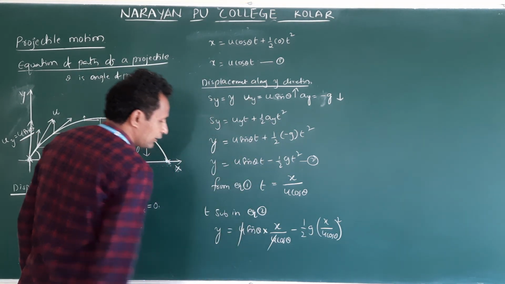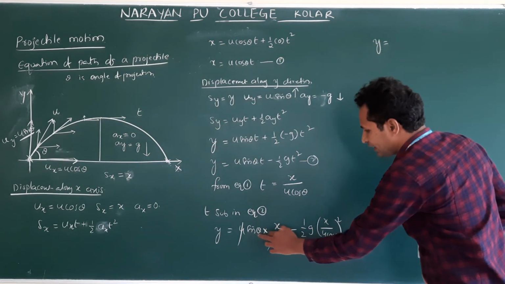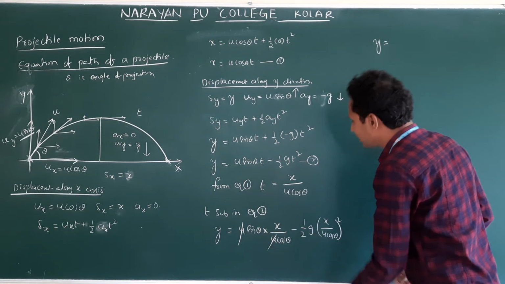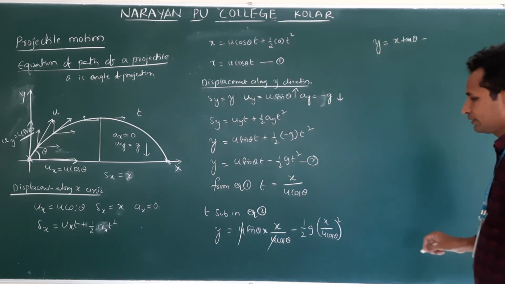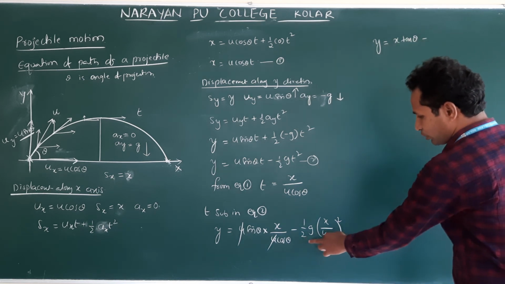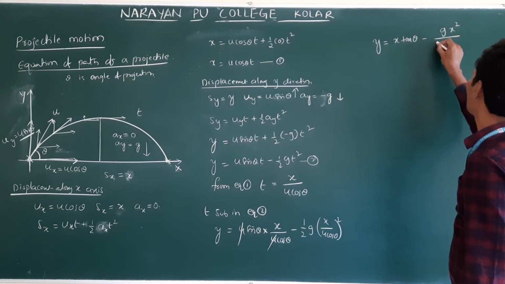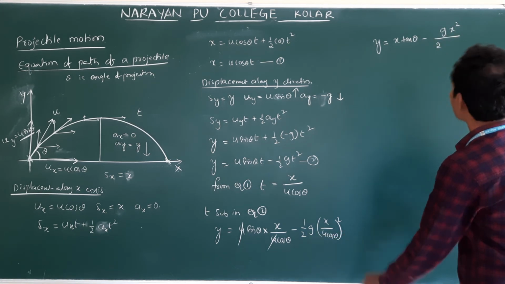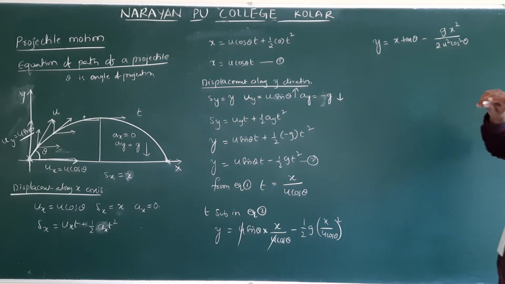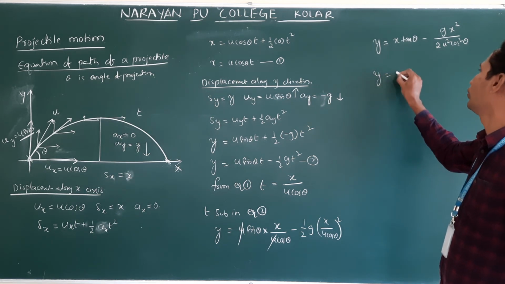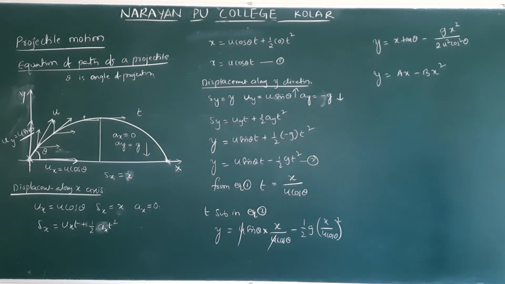Then here u will cancel. Now this equation we can write as y is equal to sin theta by cos theta, which is tan theta. So this is x tan theta minus 1 by 2, g x square by, the 2 comes down, u square cos square theta. Clear? So this equation we can write as y is equal to ax minus b x square.